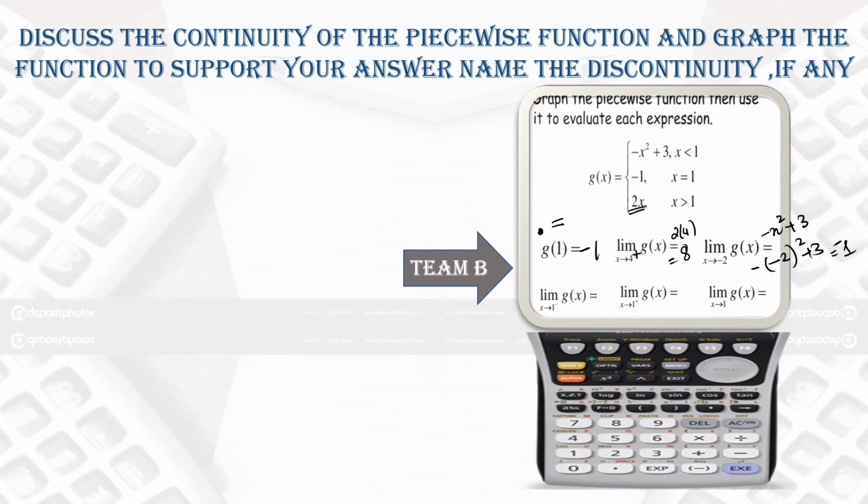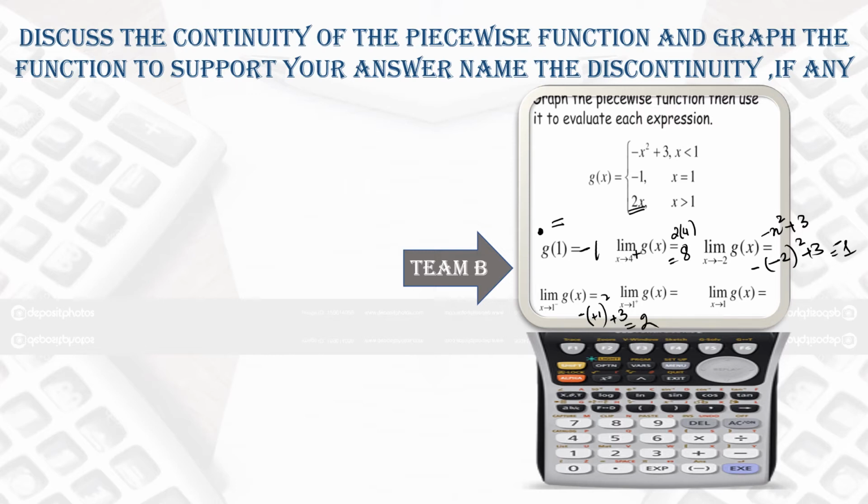Now 1 from the left-hand side means that x should be less than 1, like the -2. So you will read the first equation, -x² + 3, which gives -(1)² + 3. It means 1 from the left side, you will read the first equation. So it will be -1 + 3, which means you will get +2.